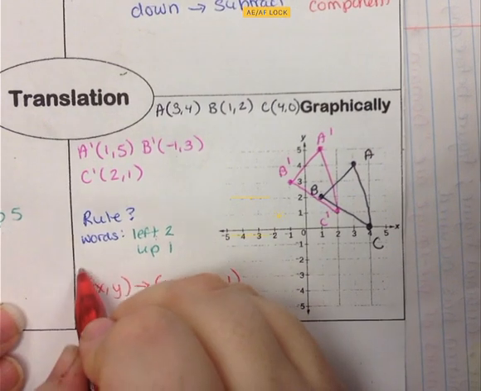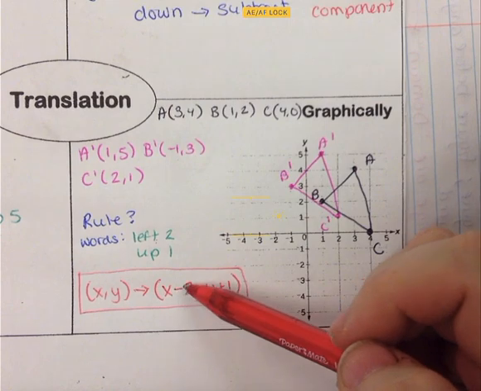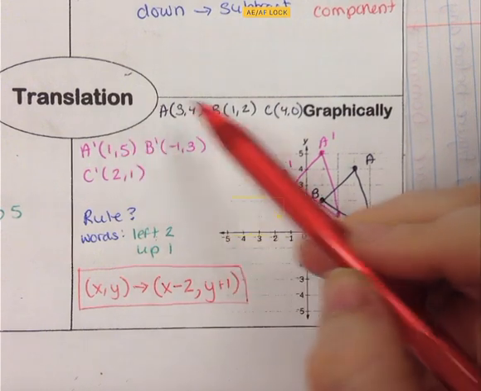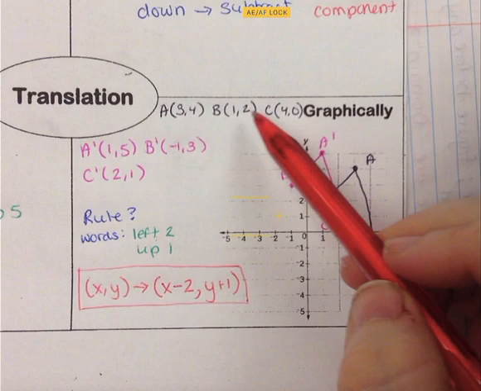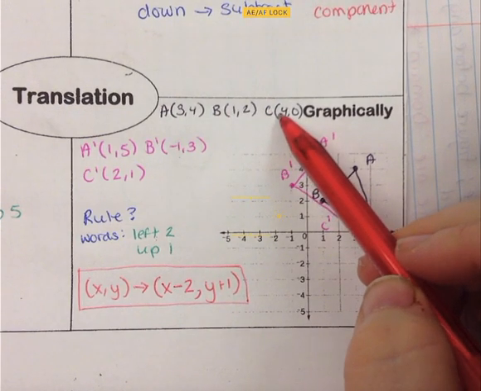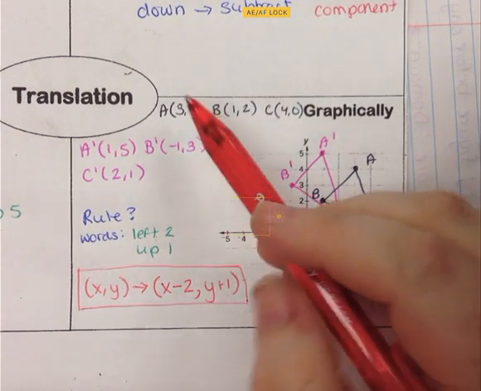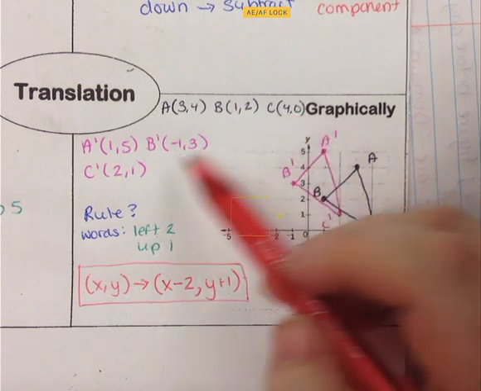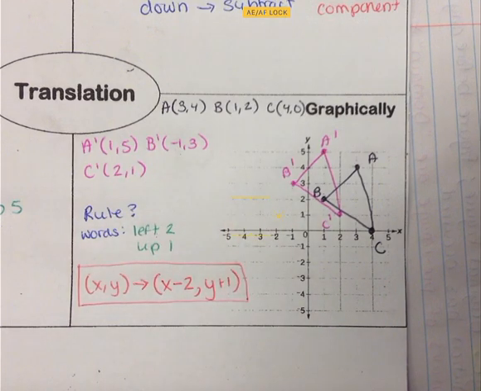We can actually look back at our coordinates. So if we look at our pre-image coordinates, so the x's, we subtract 2 from all the x's. So 3 minus 2 is 1. That was on A prime. Look at B. 1 minus 2 is negative 1, which is B prime. And for the C, the x of C, 4 minus 2 is 2, which is on C prime. Then for the y's, we added 1. So 4 plus 1 is 5, 2 plus 1 is 3, and 0 plus 1 is 1. So that means that this is correct, that we did do that mapping rule from the pre-image to the image.